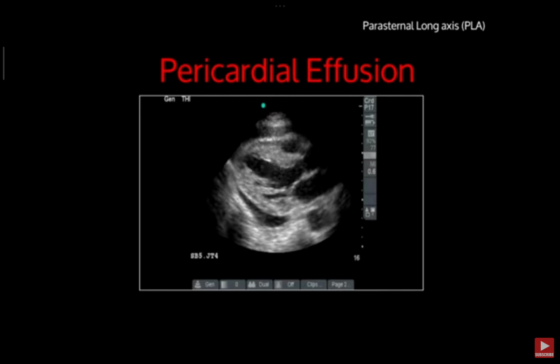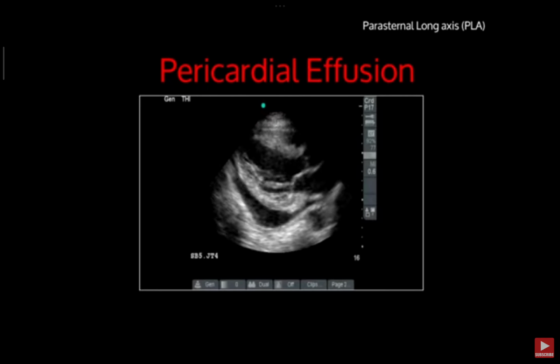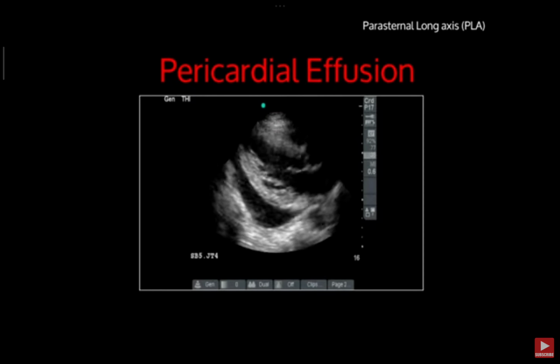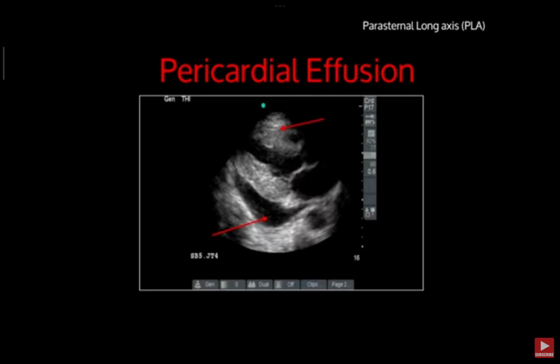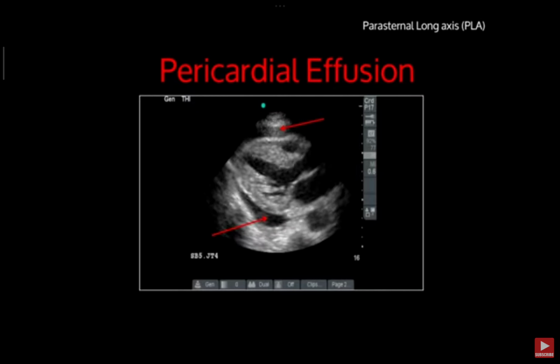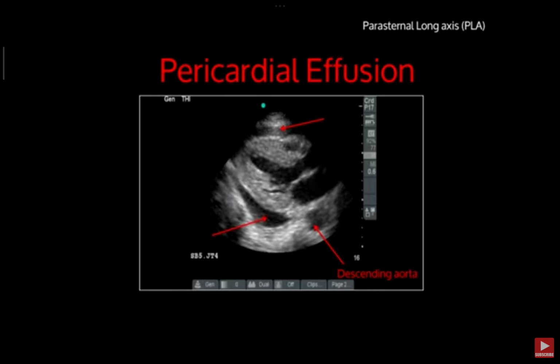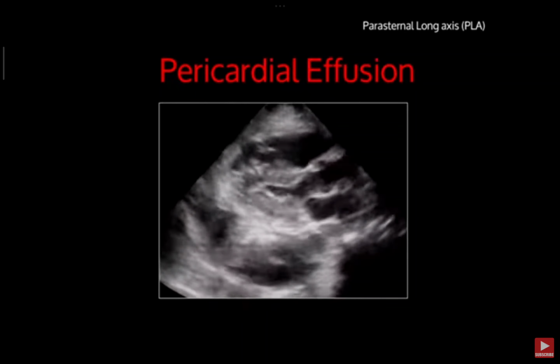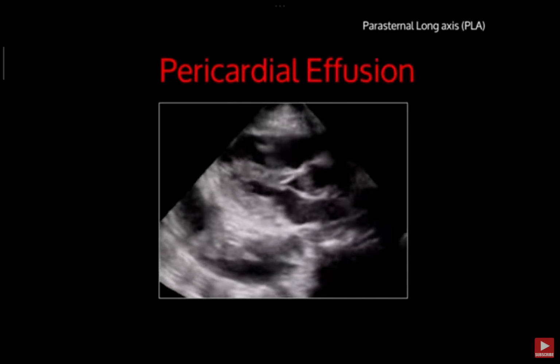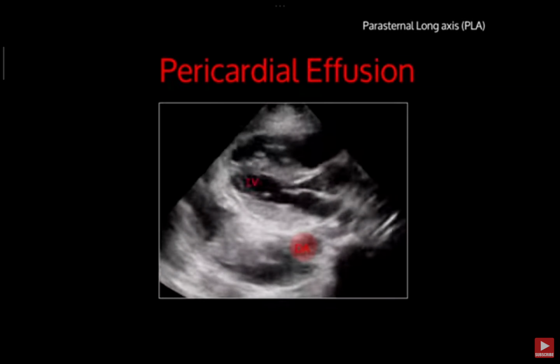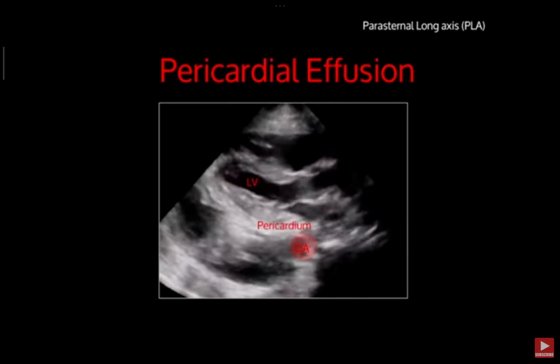Now, I mentioned earlier that the descending aorta is important for distinguishing between a pericardial effusion and a pleural effusion. You can see in this image that this patient has a pericardial effusion because the fluid is within the pericardium, anterior to the descending aorta, shown by the bottom arrow. In this echo, you can see that the effusion is posterior to the pericardium and posterior to the descending aorta. This is actually a pleural effusion.